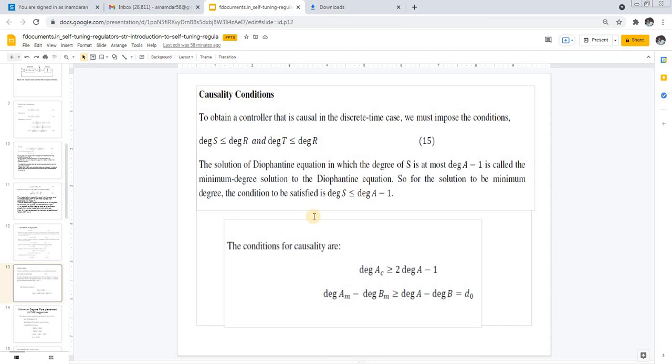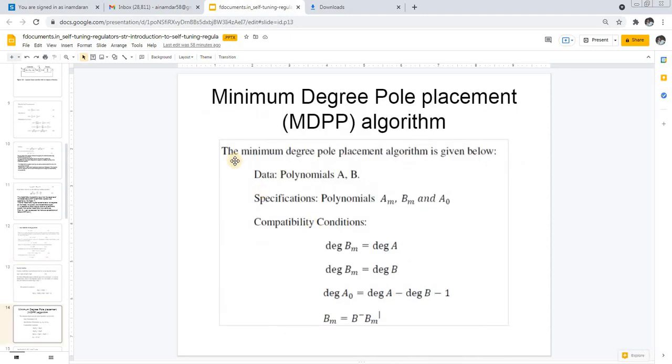After the causality conditions, we are going to have a look at a simple algorithm, that is the minimum degree pole placement technique, or algorithm. For that algorithm we require first of all some data, then specifications, and then compatibility conditions. The data is nothing but the polynomials A and B, and the specifications are given as polynomials like Am, Bm and A0, A naught.